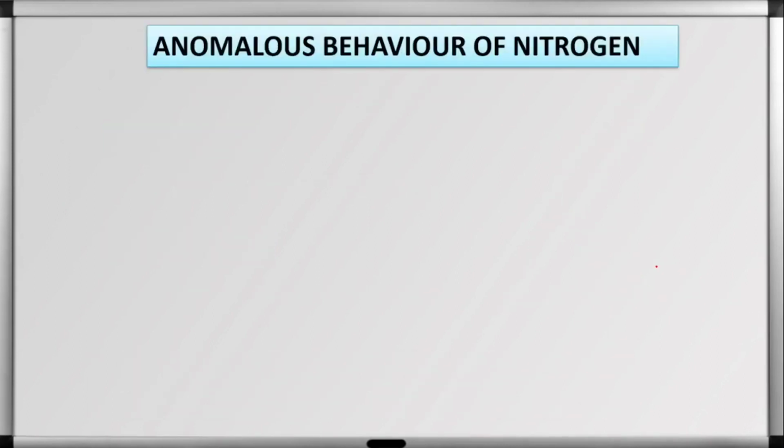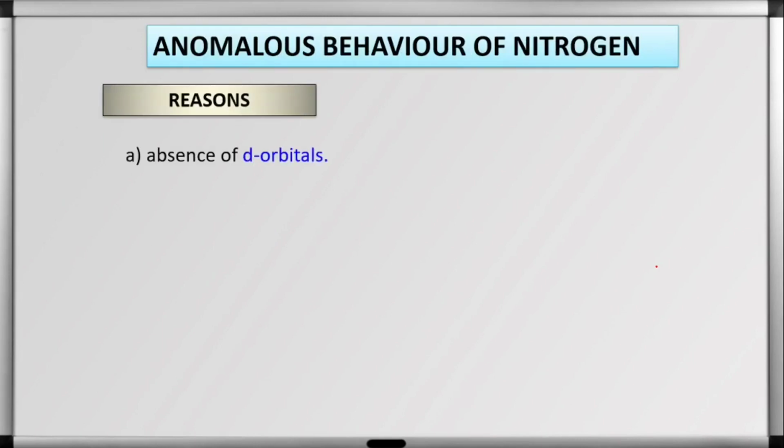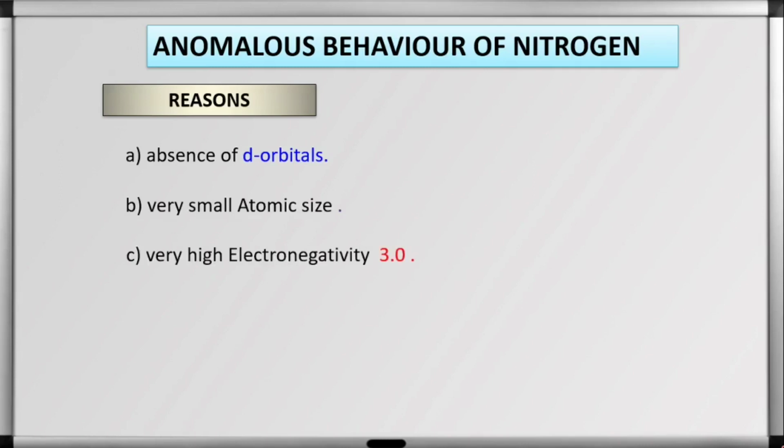Anomalous behavior of nitrogen. The common reasons I have already told you. The first member of every group shows the anomalous behavior. Nitrogen also shows the anomalous behavior. The common reasons: absence of d orbitals, it is small in size. The atomic size is very small. Very high electronegativity, that is 3.0. Very high ionization enthalpy, that is 1402 kilojoule per mole. This is the first ionization enthalpy.